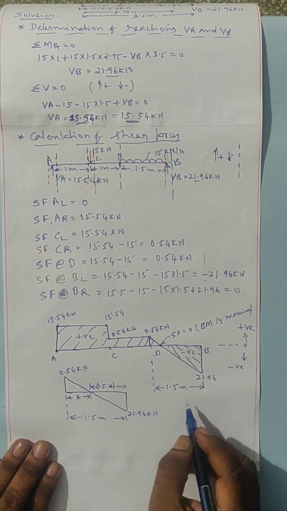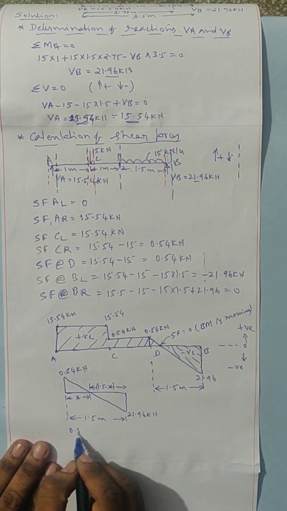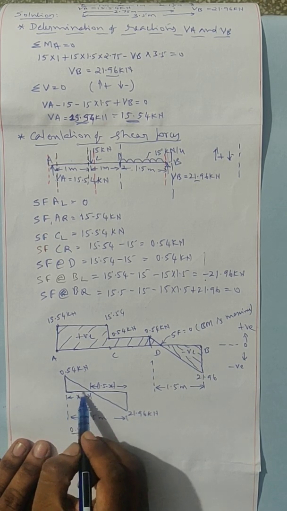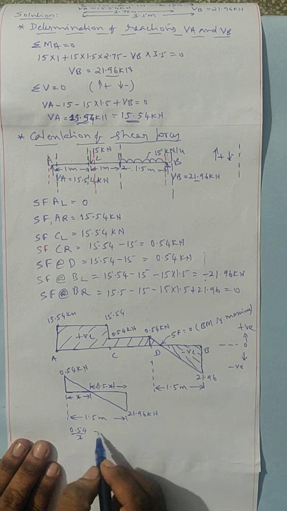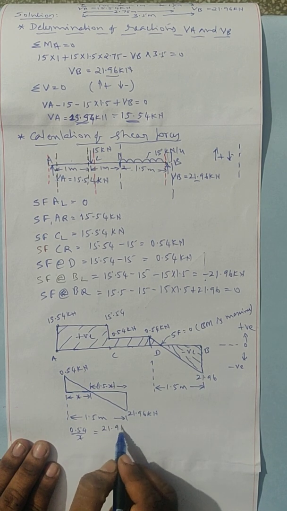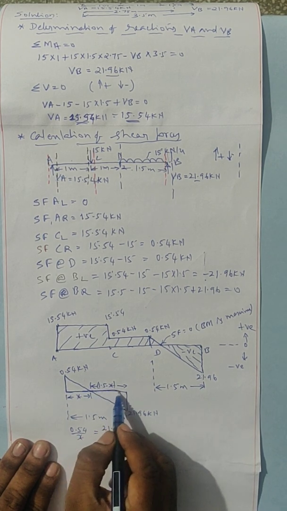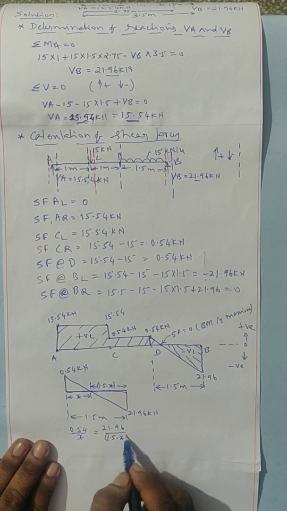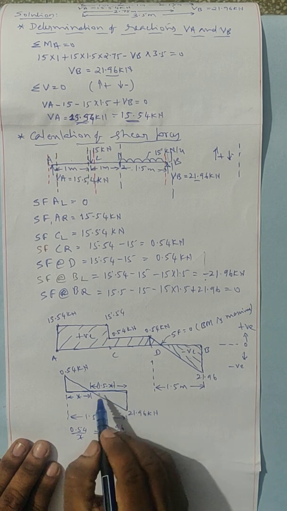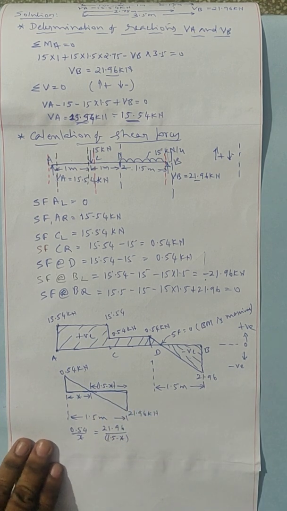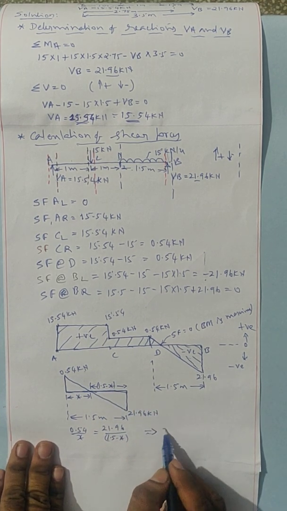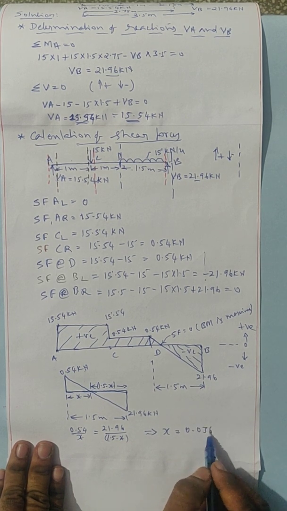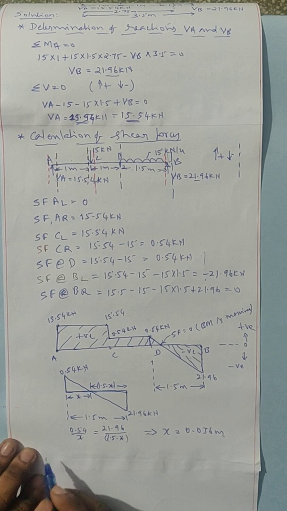I am writing here: 0.54 by x equal to 21.96 divided by 1.5 minus x. From this we got x equal to 0.036 meter.